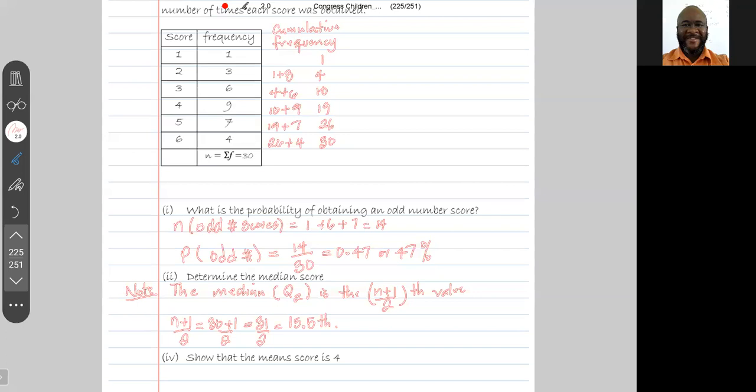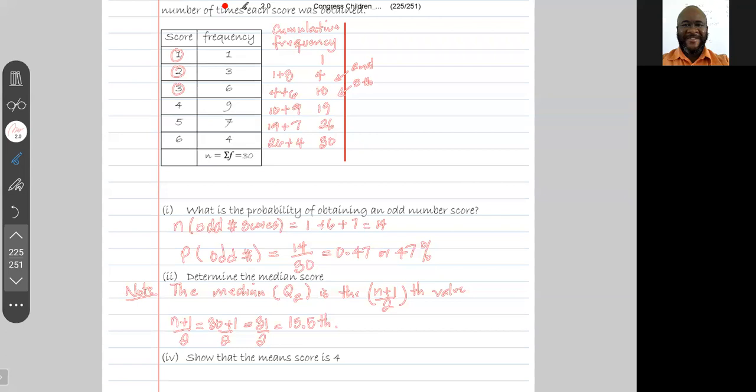All right, guys, so let's have a look now at how we're going to identify which value is the 15th value and which value is the 16th value. Need your undivided attention. Guys, the first value is 1. The first score is 1. Now, the second to the fourth score is 2. The fifth to the 10th score is 3.